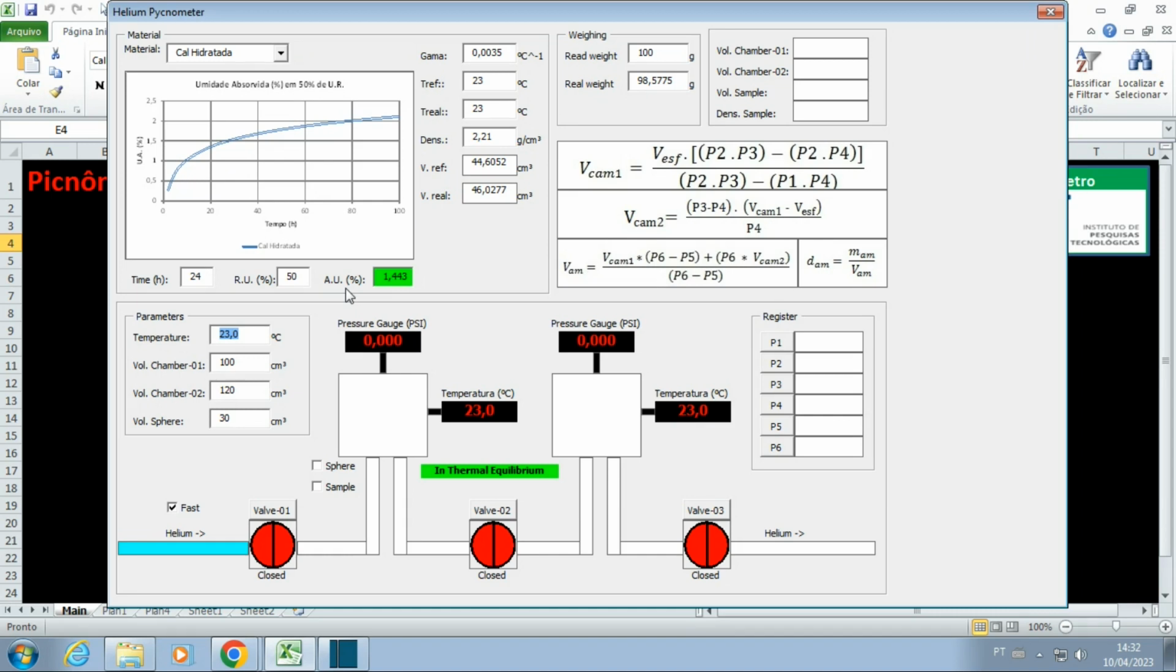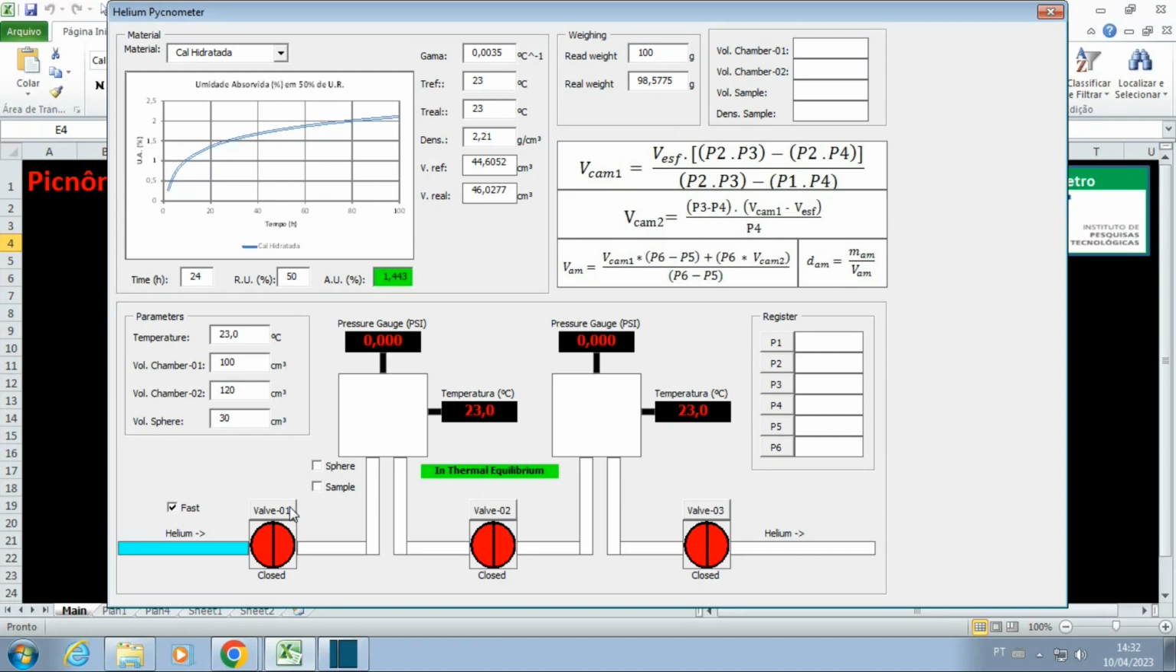And here are the volumes of chambers 1 and 2 and the volume of the standard sphere. Now that we have these parameters defined, let's start the test. First step, determine the volume ratio between the chambers.